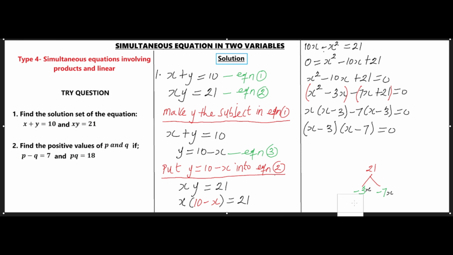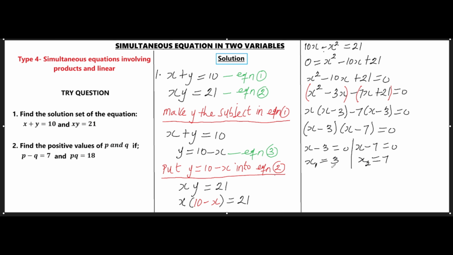So let's solve for the possible values of x. For the first factor, x minus 3 is equal to 0. So I have x is equal to positive 3. So that is the first value of x. Or I can also have the second factor, x minus 7 is equal to 0, and I have x is equal to positive 7. So this is the second value of x.